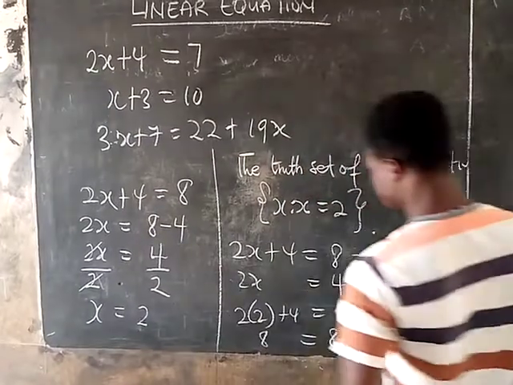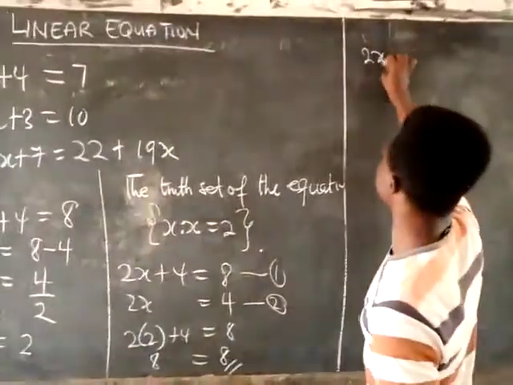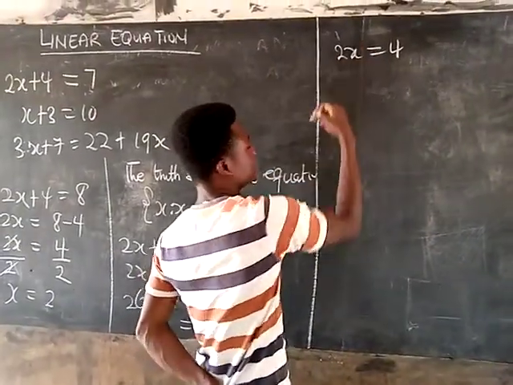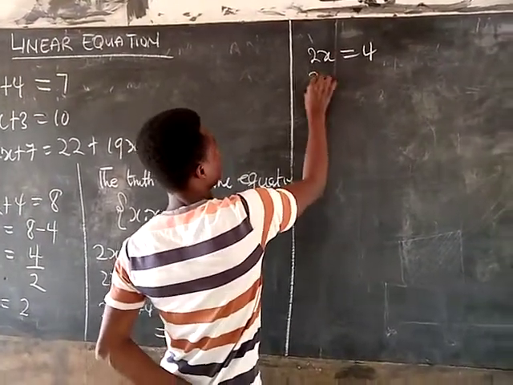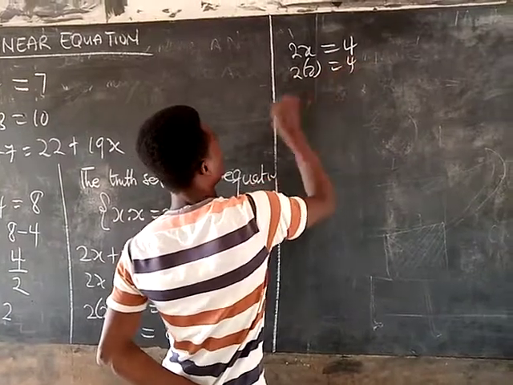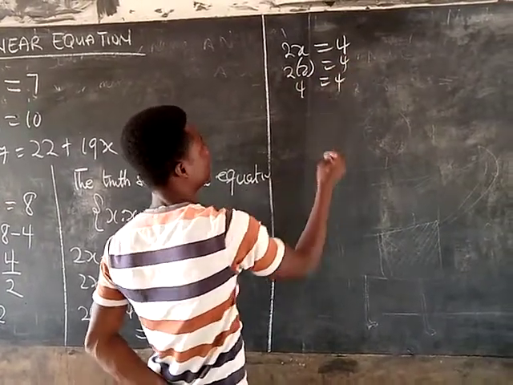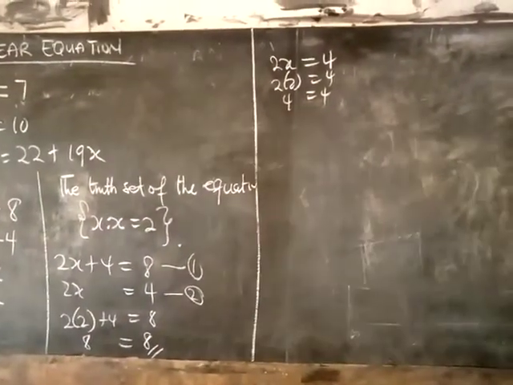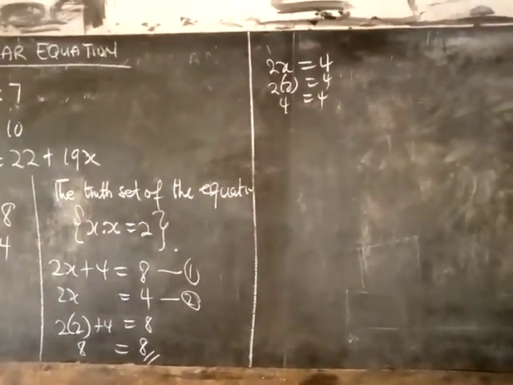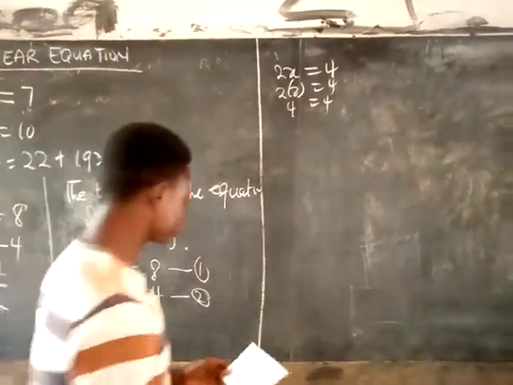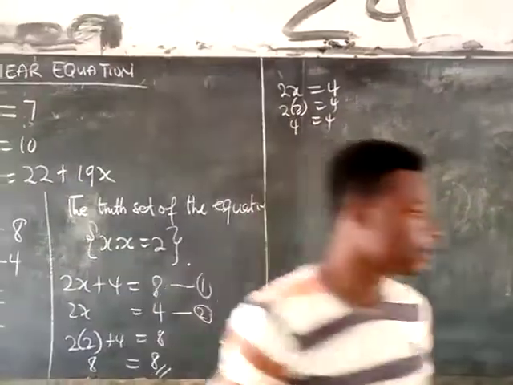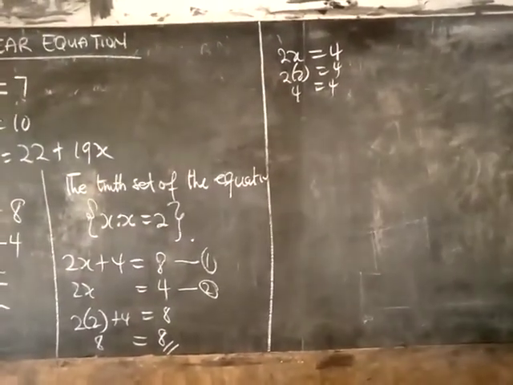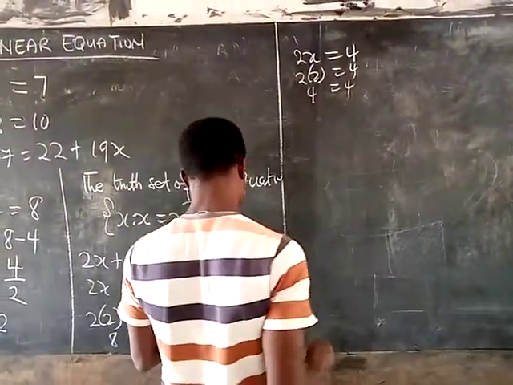Let's check the second equation. If I have 2x equal to 4 here, let's substitute x, which is 2, into this equation. 2 times 2 is equal to 4, so 4 is equal to 4. It means that x equals 2 satisfies the equation as the truth set. So here we are moving to the next means of solving an equation, which is solving linear equations by the balancing method.